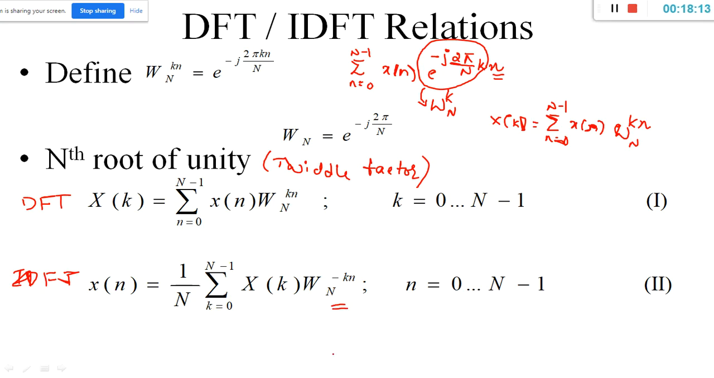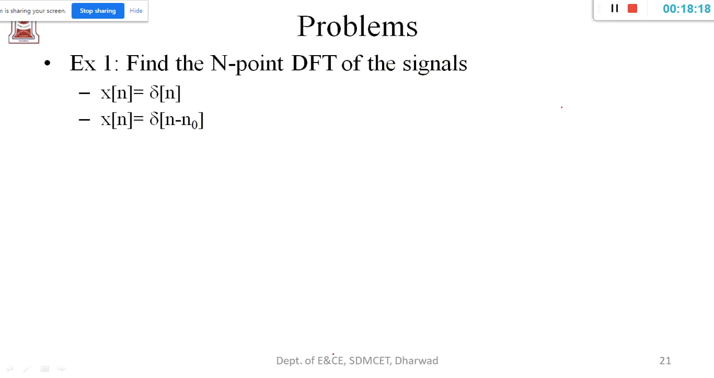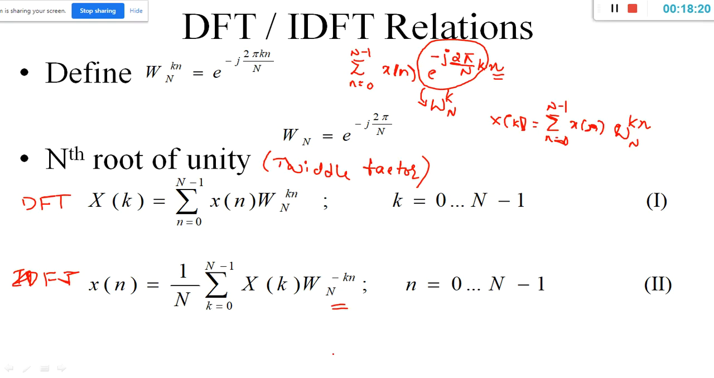Okay, why it is called the Nth root? Let me explain that here. e to the power of minus j 2 pi by N k n. What is this k? K is something I am going to talk about as cycle number 0, cycle number 1, cycle number 2.